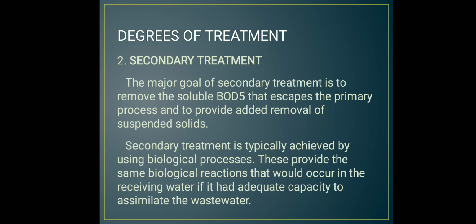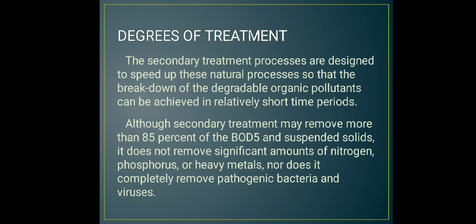Secondary treatment system. The major goal of secondary treatment is to remove the soluble BOD5 that escapes the primary processes and to provide added removal of suspended solids. Secondary treatment is typically achieved by using biological processes. These provide the same biological reactions that would occur in the receiving water if it had adequate capacity to assimilate the wastewater. The secondary treatment processes are designed to speed up these natural processes so that the breakdown of the degradable organic pollutants can be achieved in relatively short time periods.